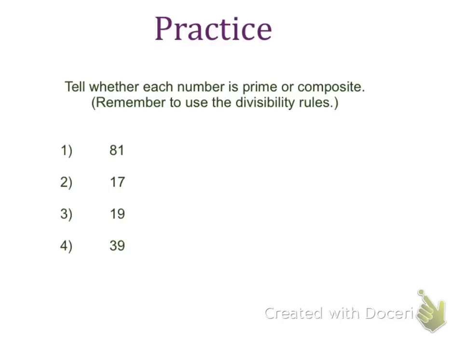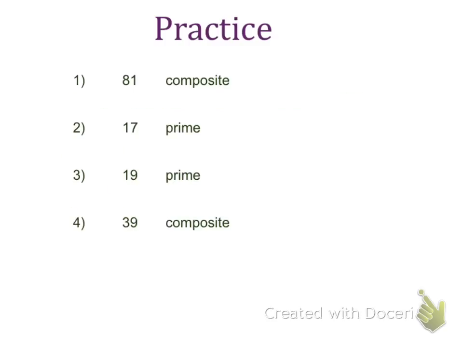For the following 4, you need to tell whether each number is prime or composite. And remember to use those divisibility rules to help you. So at this point, pause the video and come up with your answers, and then unpause it to check to see if you got them right. So here are the answers for 1 through 4.